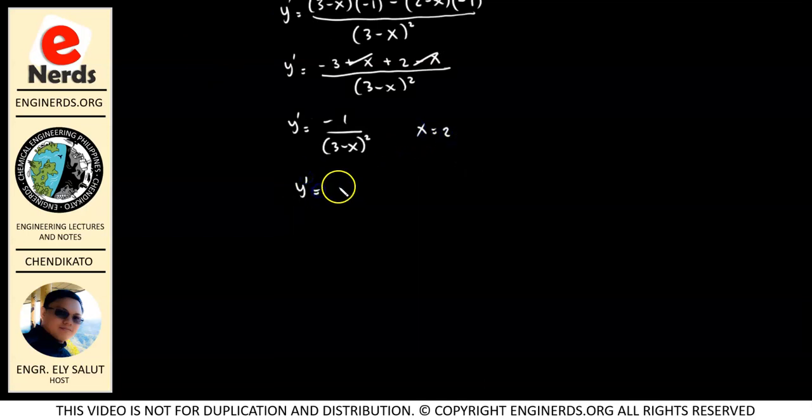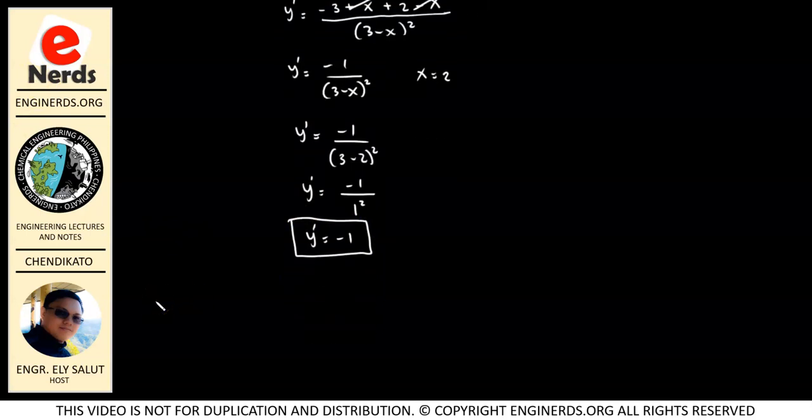y prime is equal to negative 1 over 3 minus 2 squared. So y prime is equal to negative 1 over 3 minus 2, which is 1, squared. Therefore, our y prime is equal to negative 1. And this is our final answer for problem number 18.